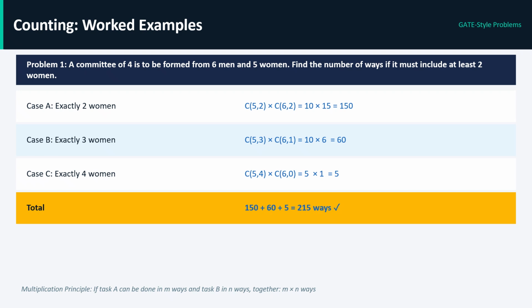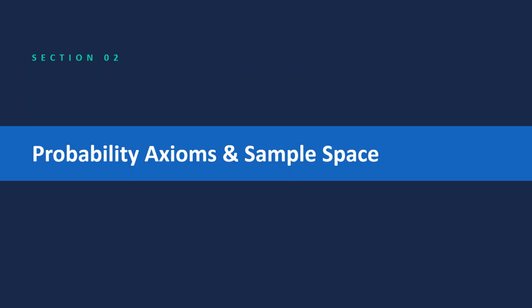Here, one important principle, that is the multiplication principle, is there. If task A can be done in m ways, task B in n ways, together the tasks can be completed in m times n ways. That is, selection of women members, selection of male members, and the selection of committee. Now, probability axioms and sample space.